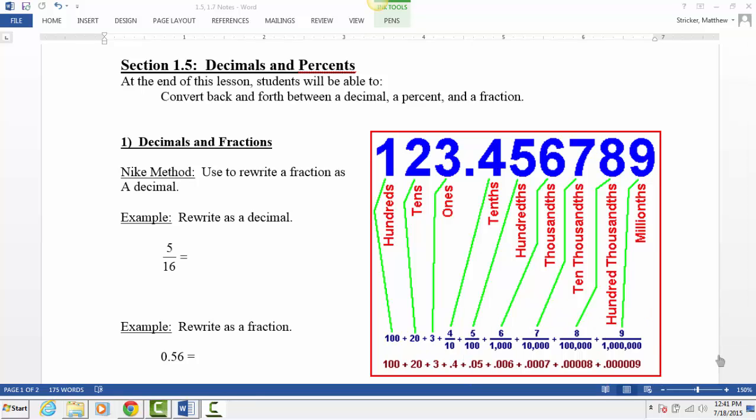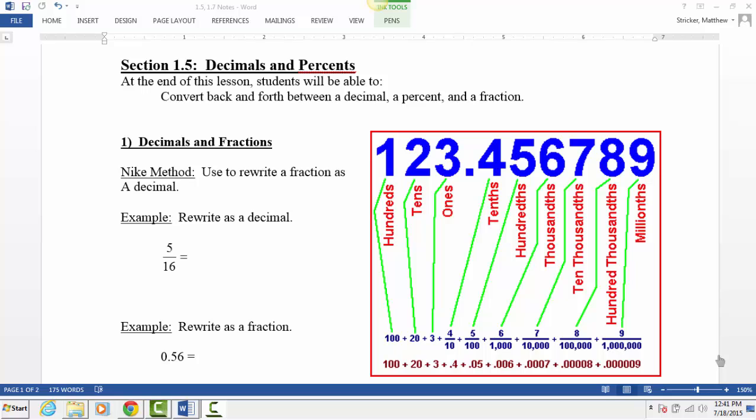This video covers two sections, section 1.5 and 1.7. The first section is 1.5, where we are just going to review some of the basics of how to convert back and forth between decimals, percents, and fractions. We're not going to worry too much about operations of decimals, because a lot of those are really easy to do in your head or using a calculator. But we are going to look at, first of all, how to convert back and forth between decimals and fractions.